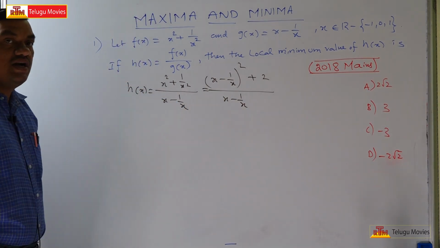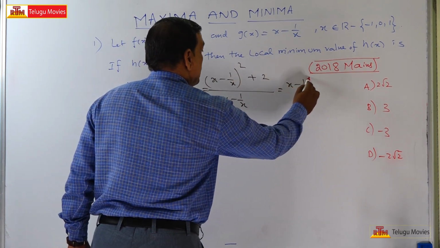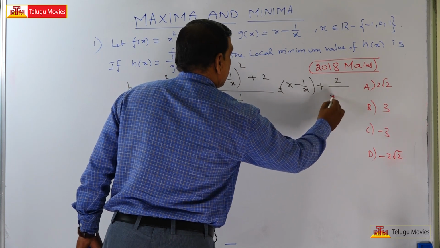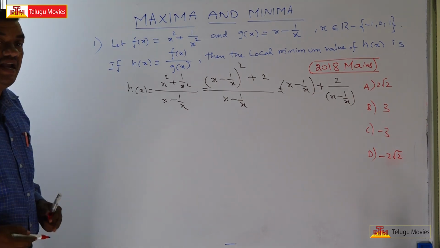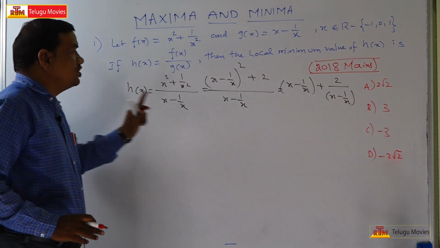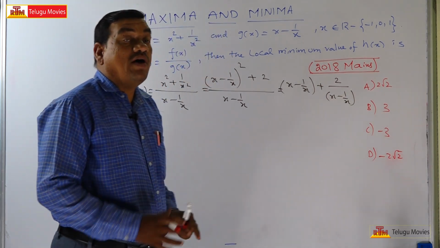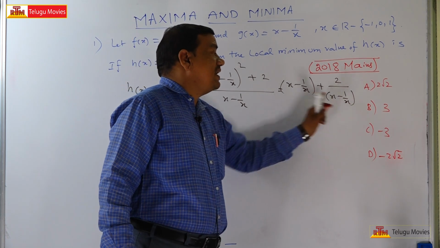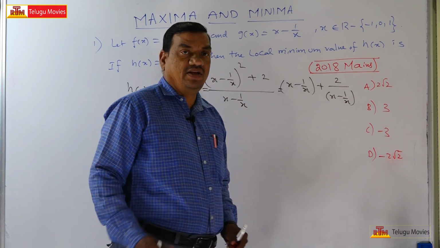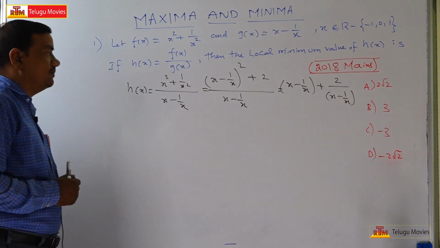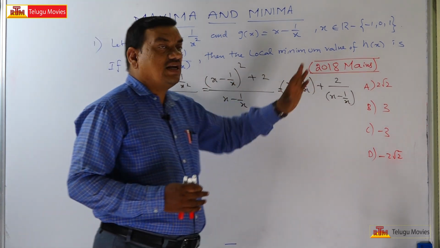Now I will separate x minus 1 by x in both the terms. So I will get x minus 1 by x plus 2 by x minus 1 by x. Clear? So our h of x is this function. Now we have to find out the local minimum value of this, x minus 1 by x plus 2 by x minus 1 by x. Okay, now how to proceed? The x square terms will be avoided.